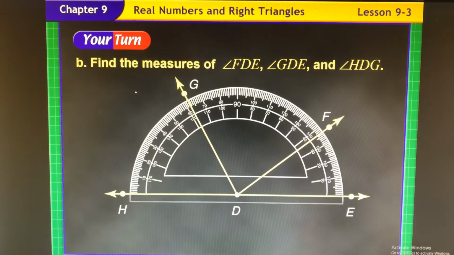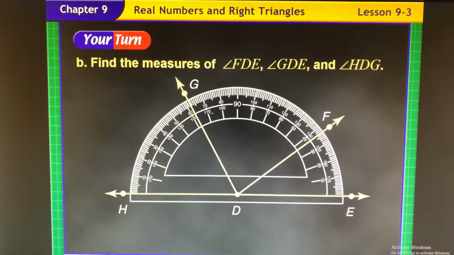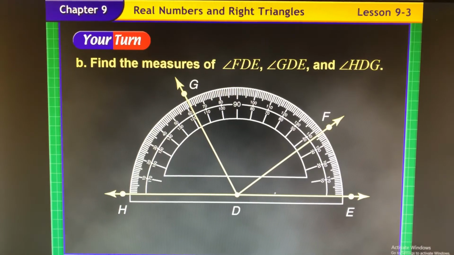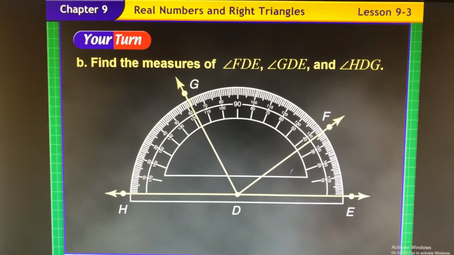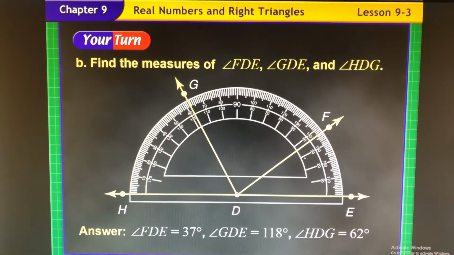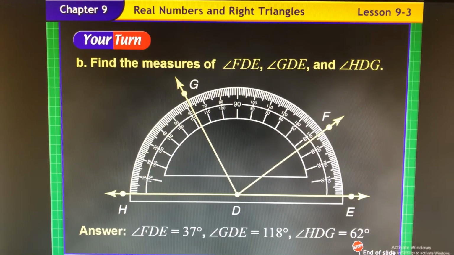And the same process here, put that protractor on, angle FDE right here. Looks like it's acute. And you can clearly see that it's greater than 30 degrees. It looks like it's about 37 degrees. Then GDE, G to D to E. That's your obtuse angle. Go all the way around. It looks like it's about 118 degrees.